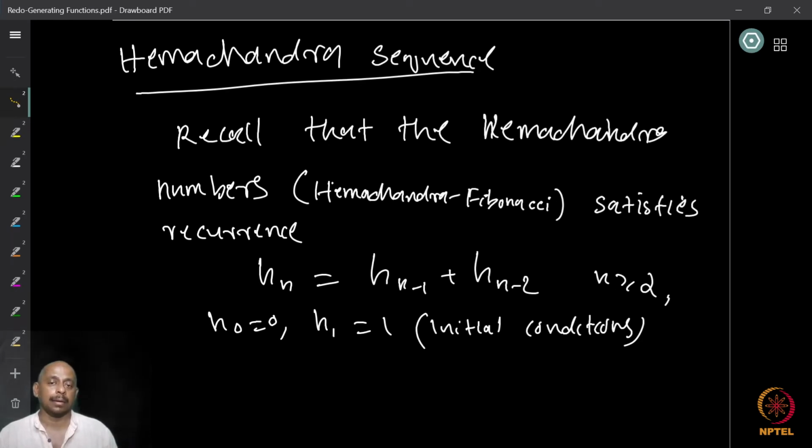then 2, etc. 1 1 2 etc. Sometimes it will start with 0 1 etc. This makes only a very minor difference, because it is just a shift in the index. So we don't have to worry about that. We will assume that this is our current initial condition. So Hn is equal to Hn minus 1 plus Hn minus 2 for n greater than or equal to 2. H0 is 1, H1 is 1.